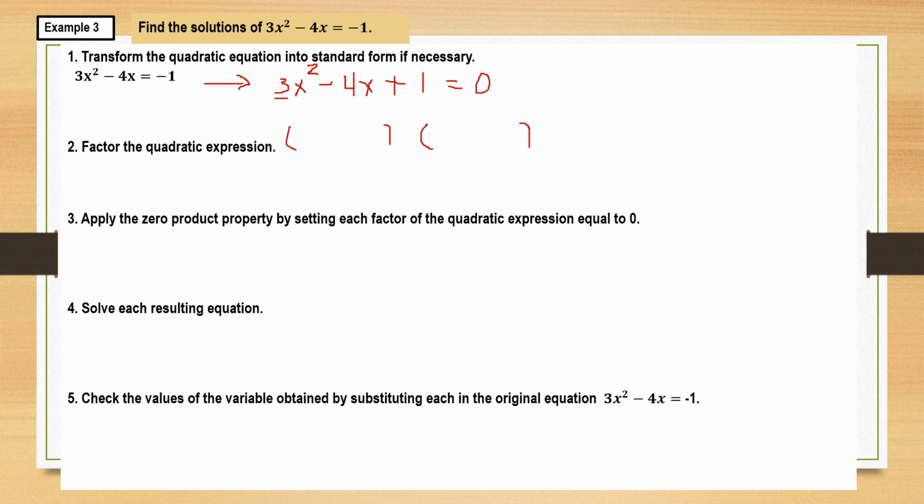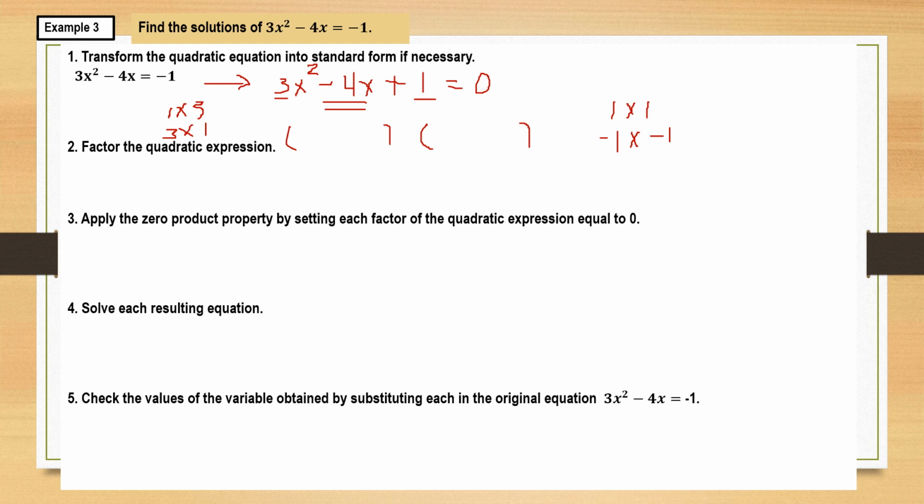Step 2, factor the quadratic expression. So for 3, the factors are 1 times 3 and 3 times 1. For 1, the factors are 1 times 1. But since the middle term has a negative sign, it can also be negative 1 times negative 1.